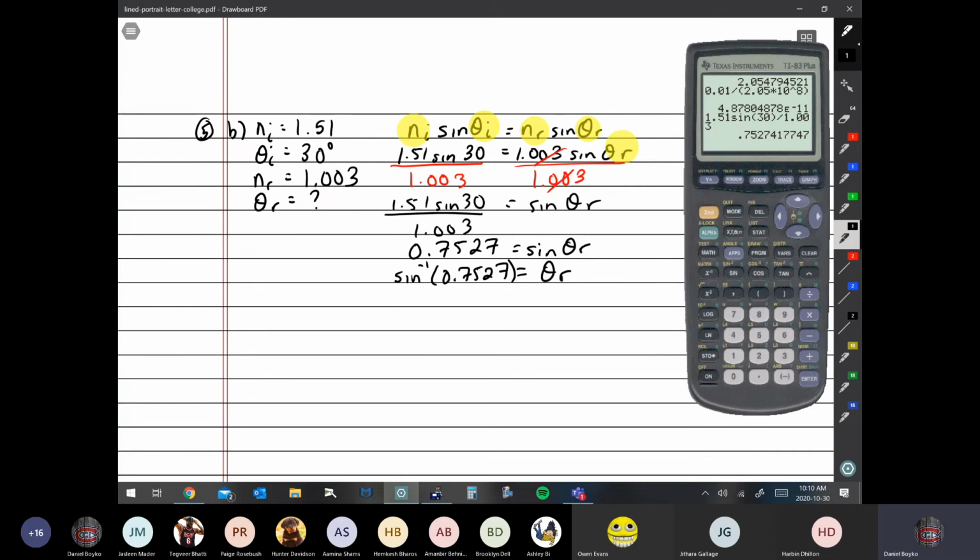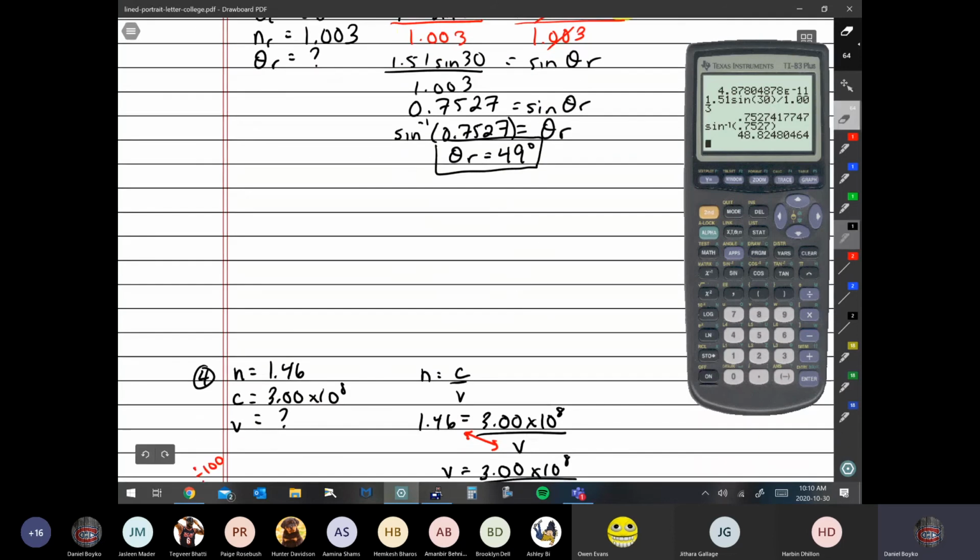To access sine inverse on our calculator, we simply hit the second function button or the shift button, depending on the calculator that you have, and then sine. And you can see on your display, it brings up sine inverse. And we type in 0.7527. And as long as we're in degree mode, we should get the right answer. Theta R is equal to approximately 49 degrees, as we like to round it, usually to the nearest whole number.